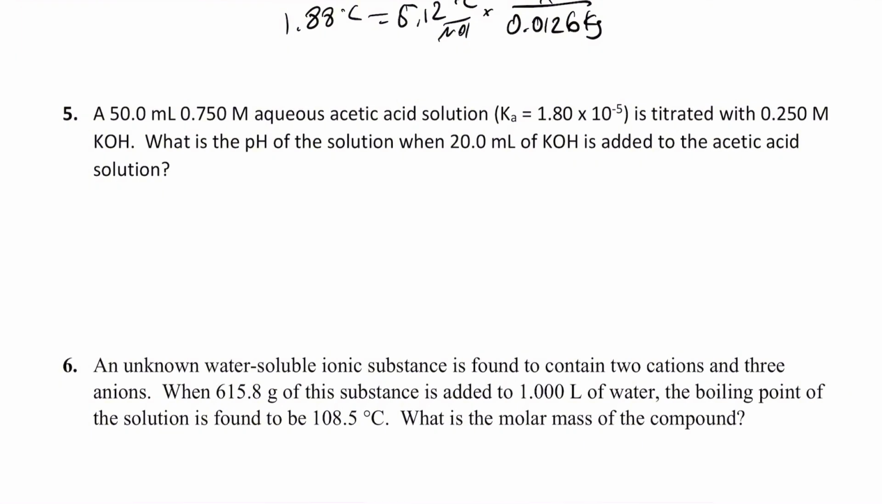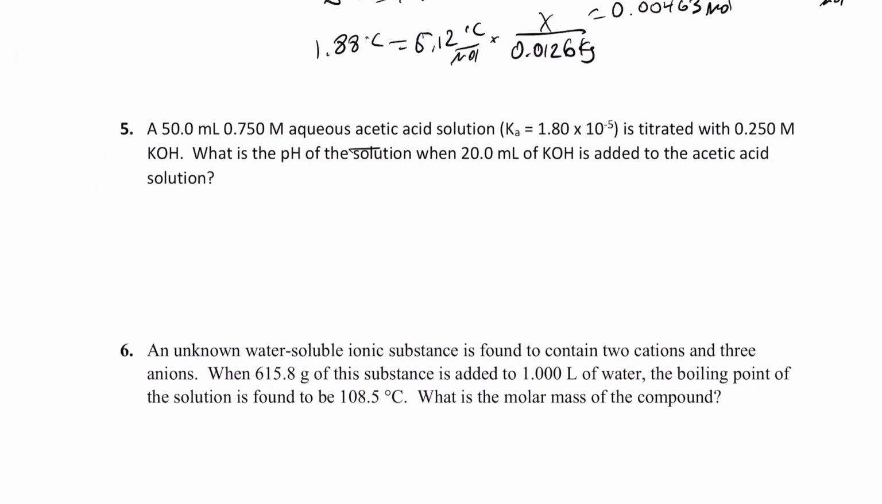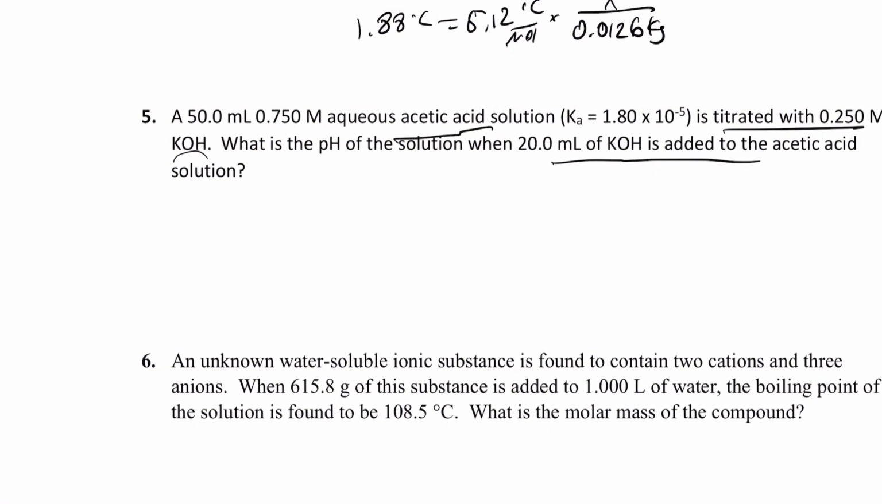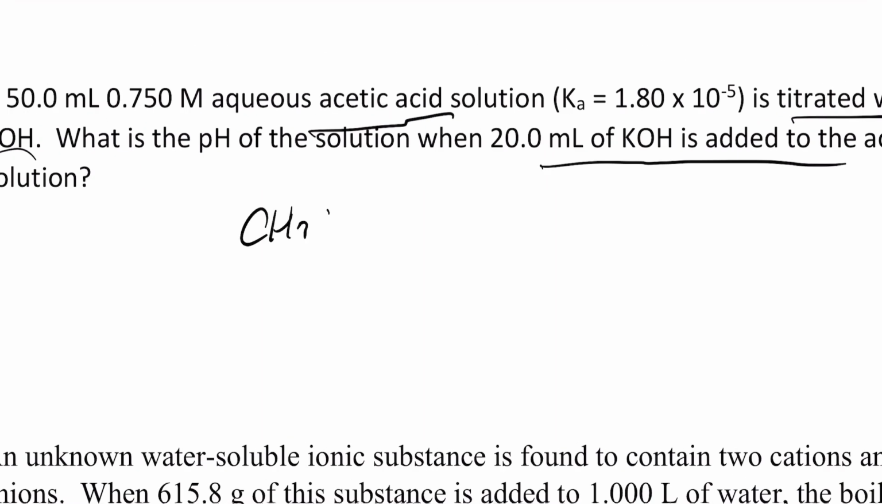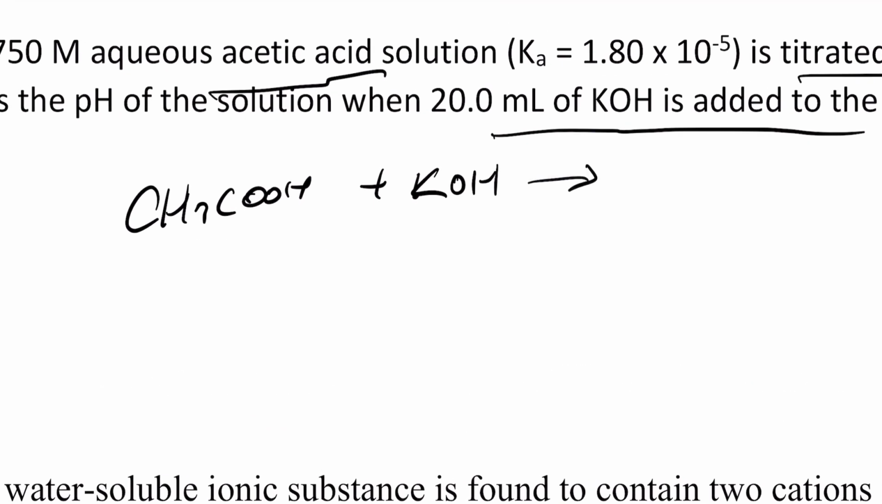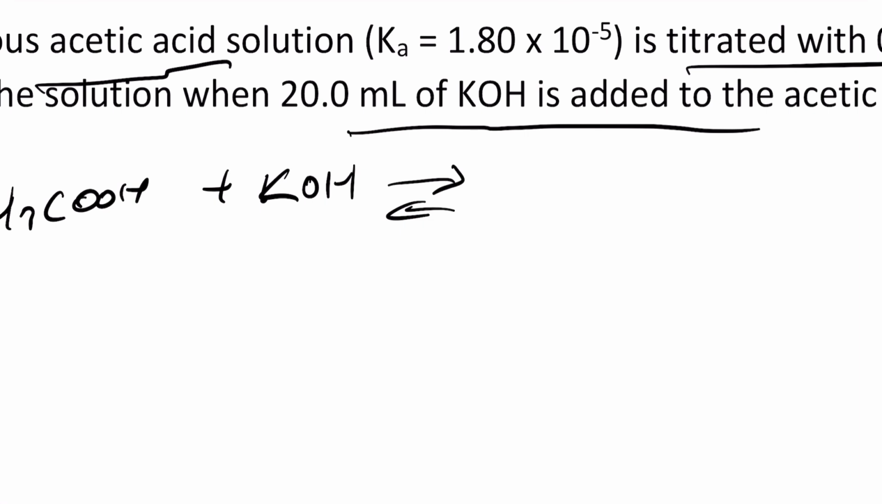All right, moving on. Aqueous acetic acid is being titrated with KOH. What is the pH of the solution when 20 milliliters of KOH is added? All right, so we have to do ICF. CH3COOH plus potassium hydroxide yields. So this is going to make K.